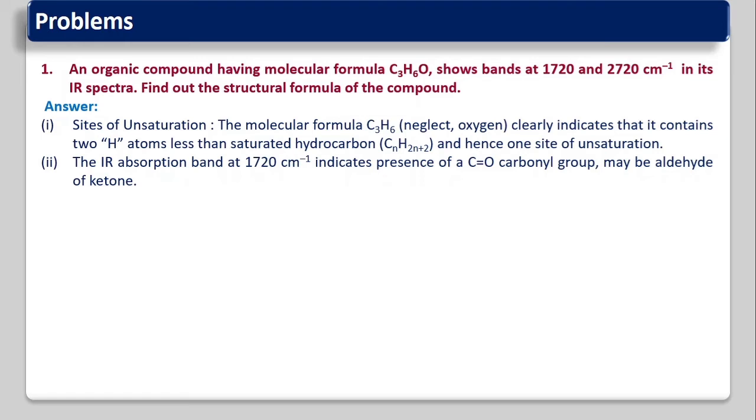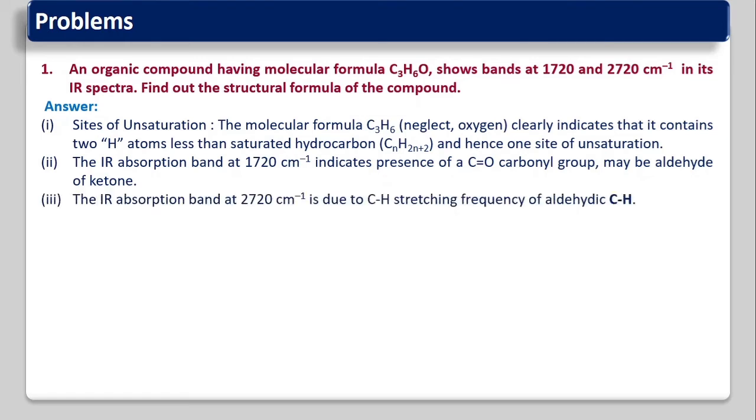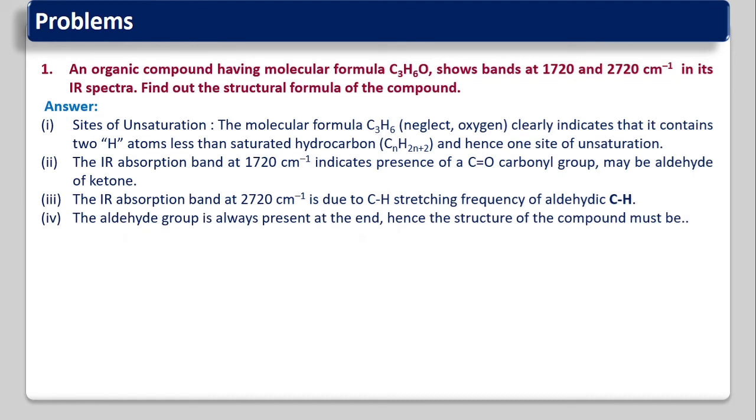So we are close to our answer now. Now the second IR value is given, that is IR absorption at 2720 centimeter inverse. This is due to the CH stretching frequency of aldehydic CH. So it is not a ketone, it is an aldehyde, because the CH frequency of 2720 centimeter inverse is for the aldehydic CH. In this way we can assign the structure: the aldehyde group is always present at the end, and hence the structure must be like this, that is propanaldehyde.